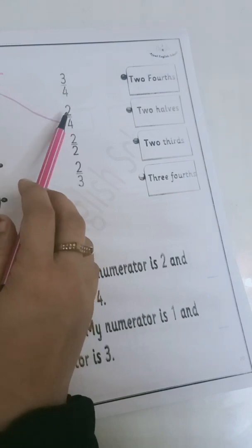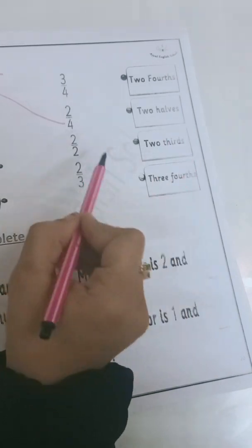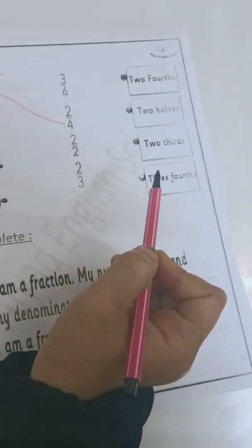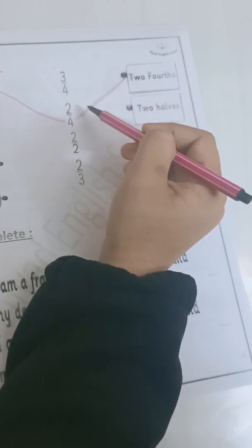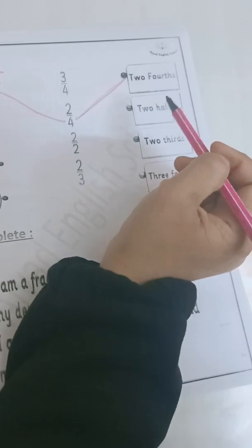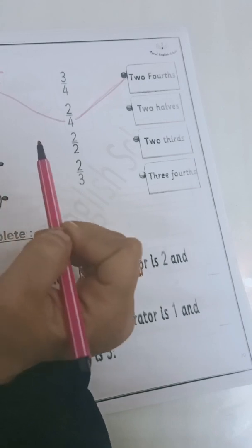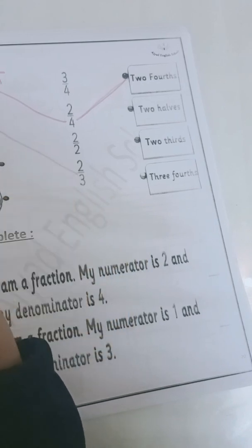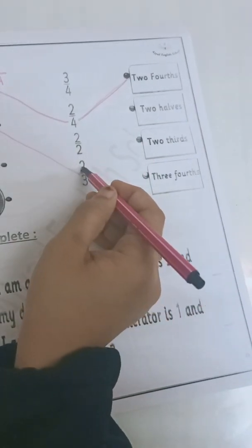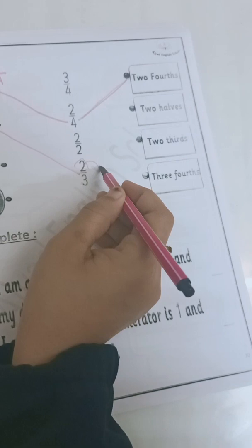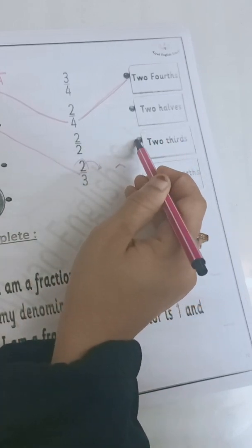So how to write? This is in letters 2 quarters. Where 2 quarters? It means we have here 2/4, the same meaning. We know fourths equal quarters. Okay, we have here what? 2/3. Okay, write what? 2/3. Where 2/3? Here.